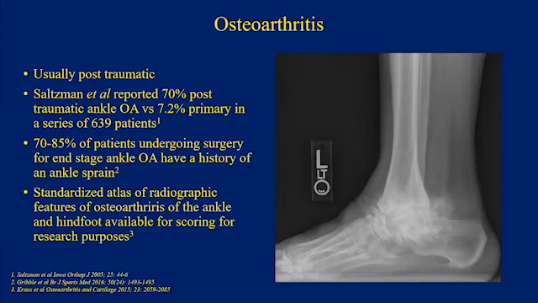Gout is defined as monosodium urate crystal deposition in synovial fluid, joints, and soft tissues. It's a little more indolent process than something like rheumatoid arthritis. So you get this classic, quote unquote, overhanging edge of cortex as the gouty tophus eats away the bone. And the joint spaces are usually maintained until late in the disease.